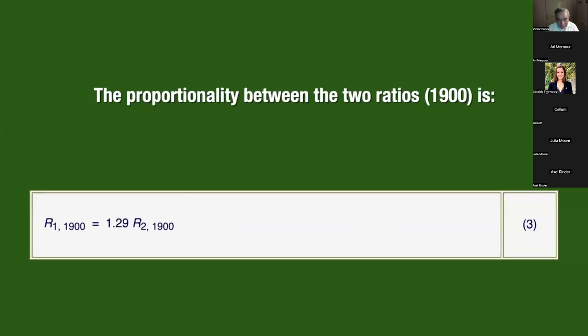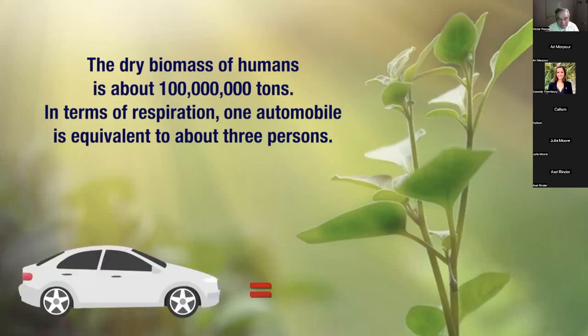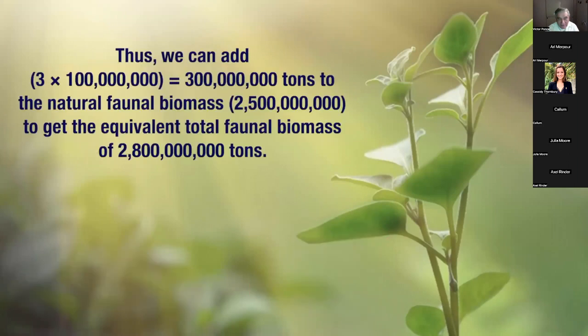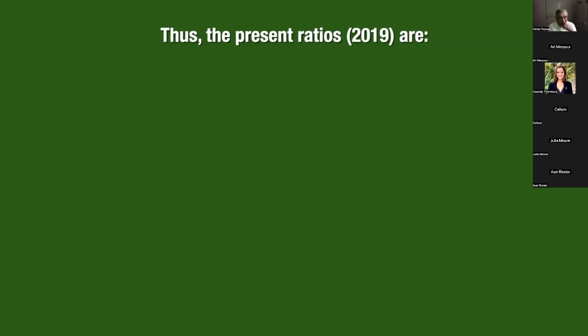The proportionality between the two ratios is, the dry biomass of humans is about 100 million tons. In terms of respiration, one automobile is equivalent to about three persons. Thus, we can add 3 times 100 million, equal 300 million tons, to the natural faunal biomass, 2.5 billion, to get the equivalent total faunal biomass of 2.8 billion tons. At the present time, 2019, the concentration of carbon dioxide has increased to 413 parts per million. Thus, the present ratios are.